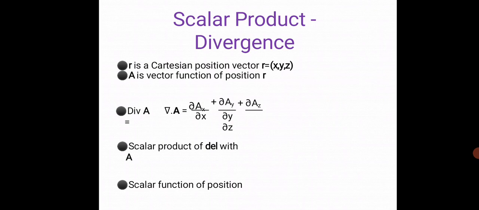R is a Cartesian position vector. This can be represented as R = (x, y, z), and A is a vector function of position R. So I can write the divergence of A, which is del dot A, as ∂Ax/∂x + ∂Ay/∂y + ∂Az/∂z. This is done with partial differentiation with respect to x, y and z. Here the scalar product of del with A is called the divergence, and this is a function of position.